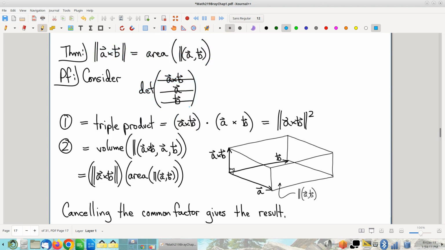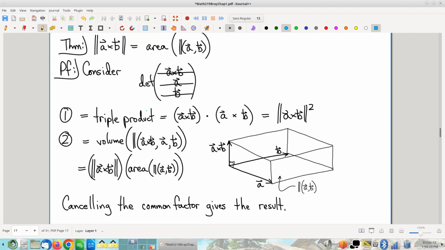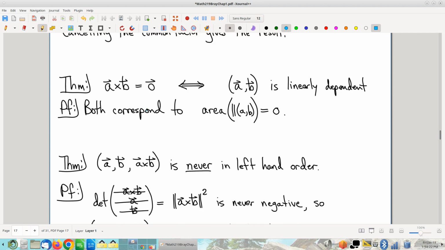And again, you're not responsible. You don't have to look at this, but I do encourage it. Okay, so neat result. Make sure you know this result. Okay, here's another couple of them.